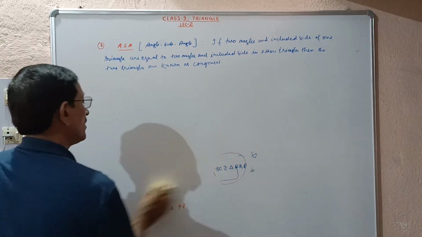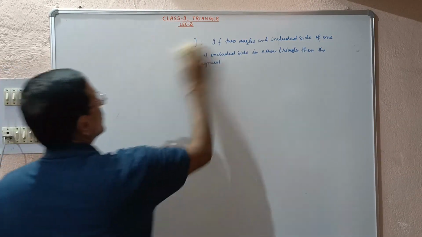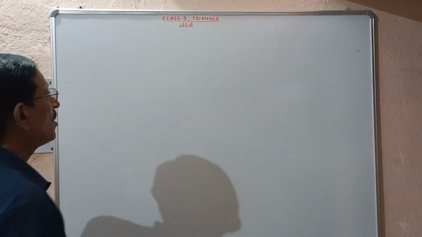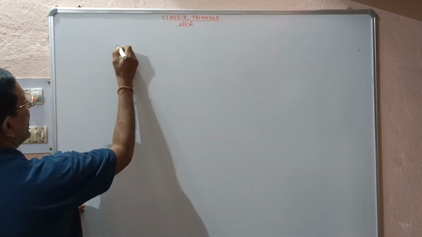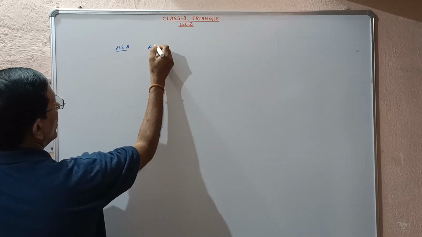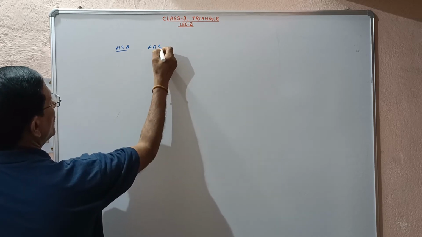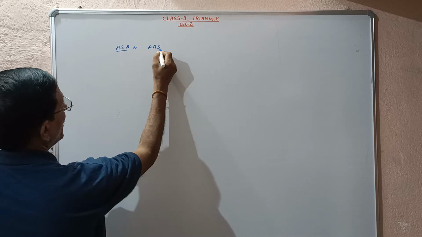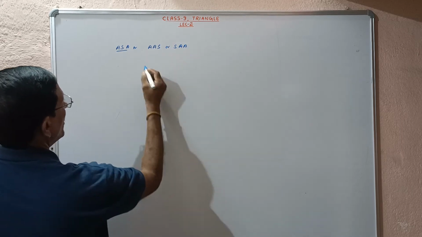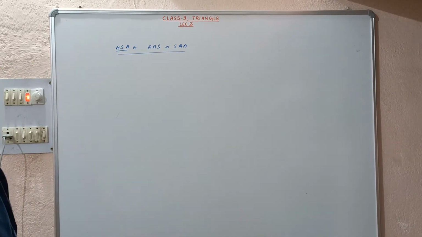Now we take the third rule. What is the third rule? One thing more about angle side angle: this is also known as AAS or SAA. All are the same. So you keep it in your mind.